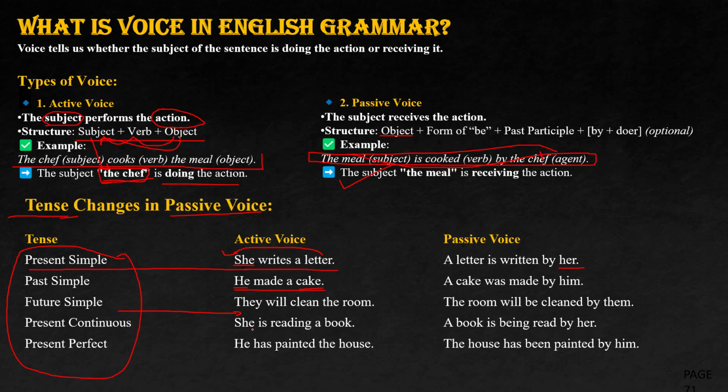Okay. Next, present continuous: she is reading a book. The book is being read by her. Okay, remember. Next, the present perfect: he has painted the house. The house has been painted by him; the object remains the same, and he becomes him. Okay.